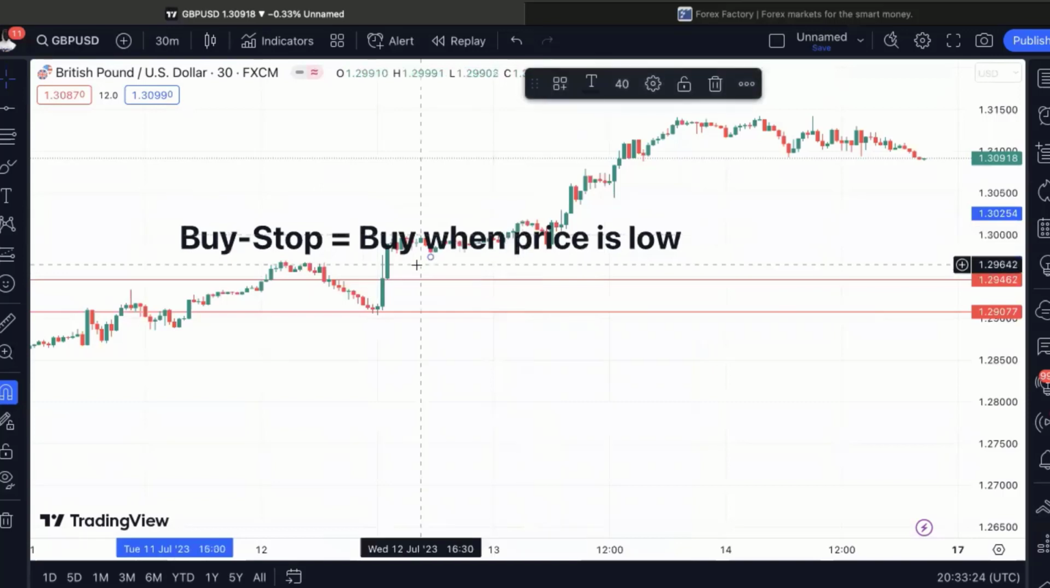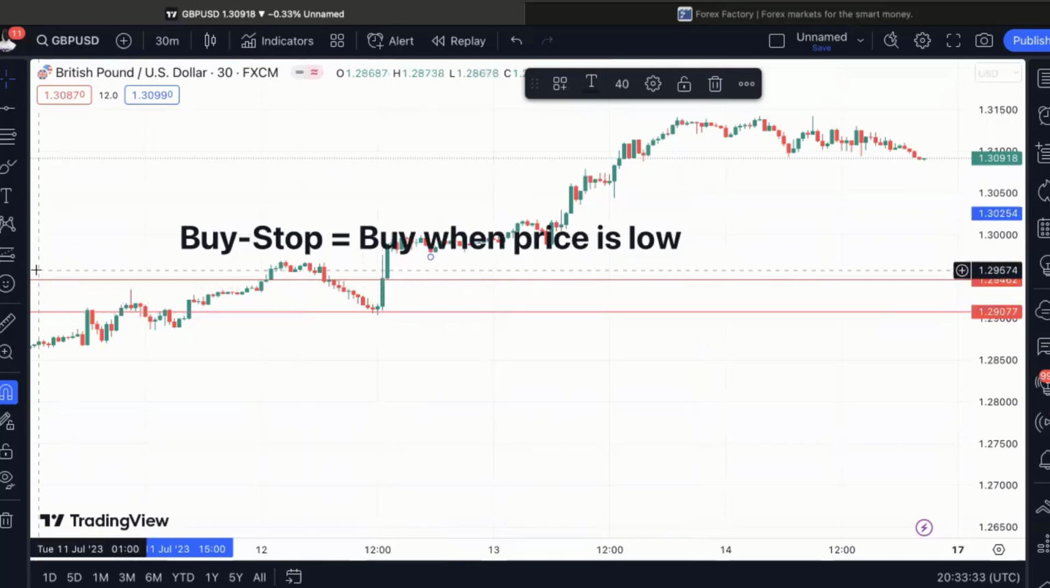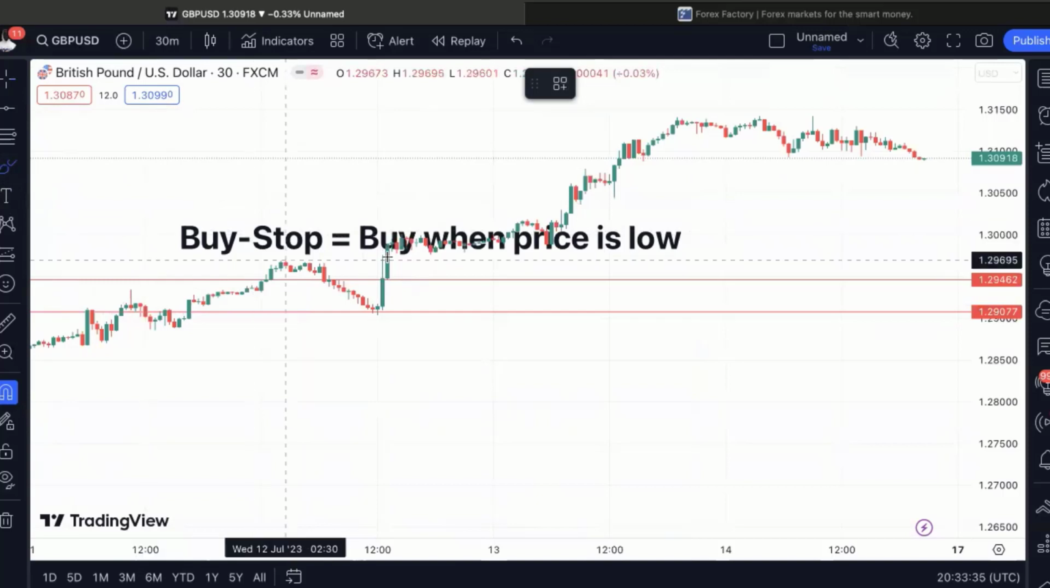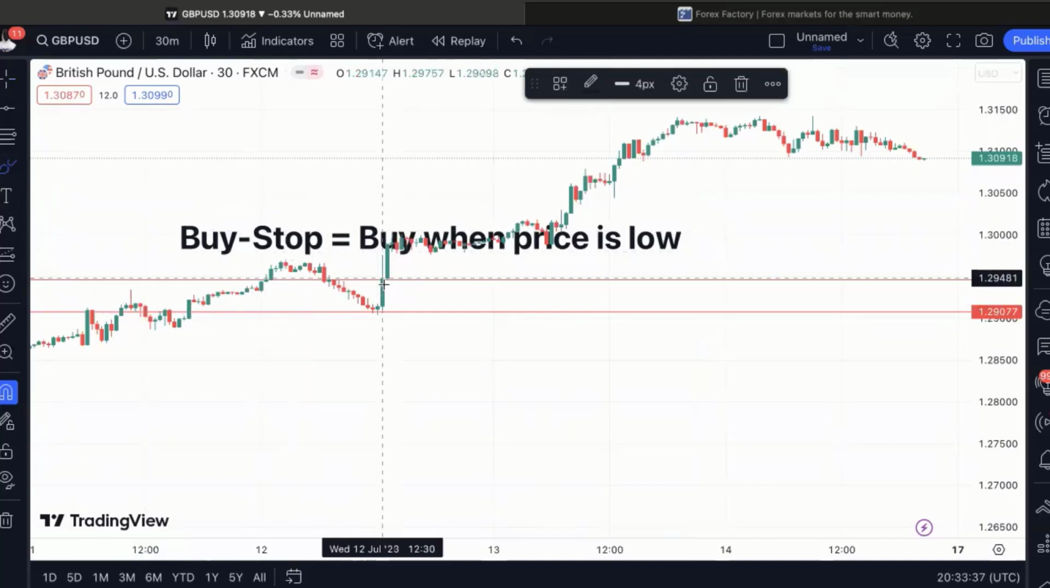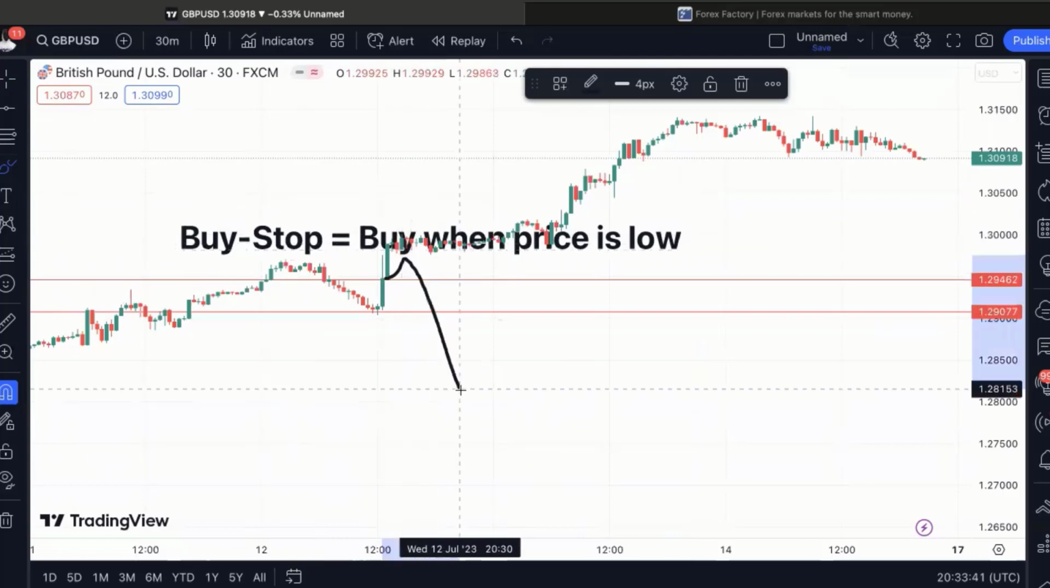Okay. So I set a buy stop here, and I will equally set a sell stop here. So what happens when the news comes out? When the news comes out, it will go either this way up or it will go down. It is either of the two ways. Do you get the point now?